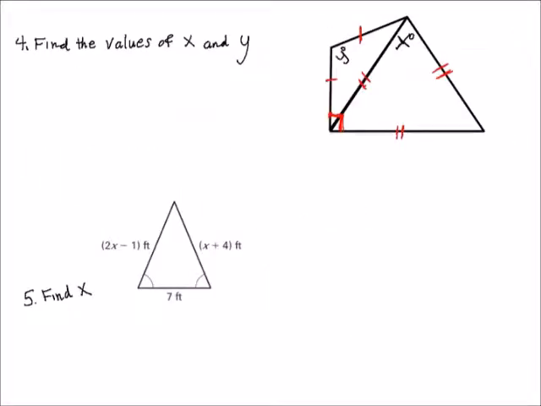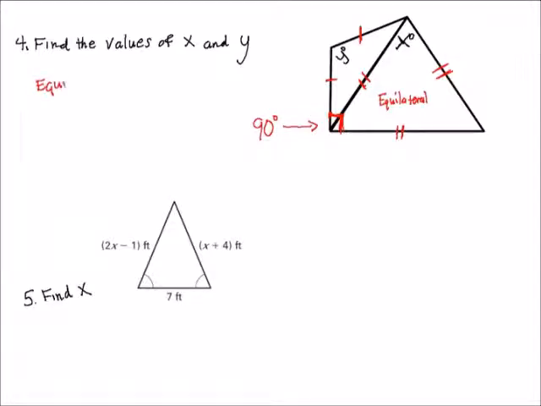Find the values of X and Y. When you look at this problem, the first thing that should jump out at you is this red box. So we know that these two angles right here mean 90 degrees, and we have an equilateral triangle. Let me write that out right here. We have an equilateral triangle.